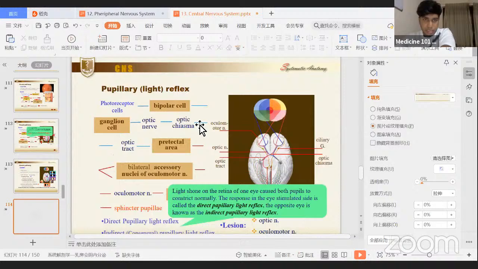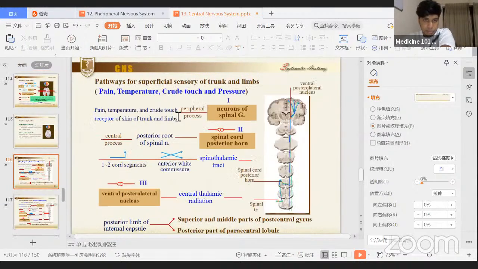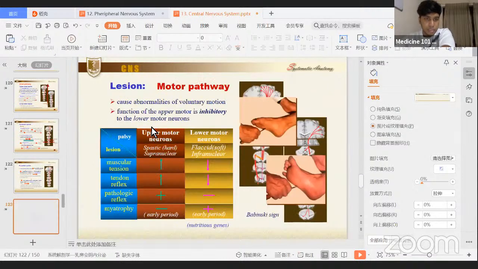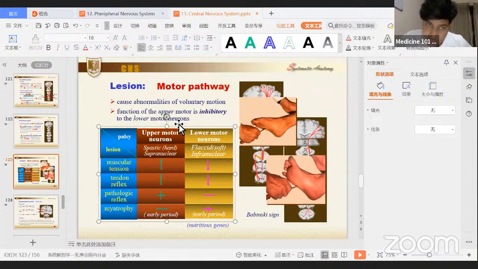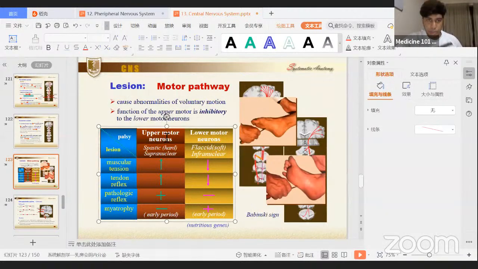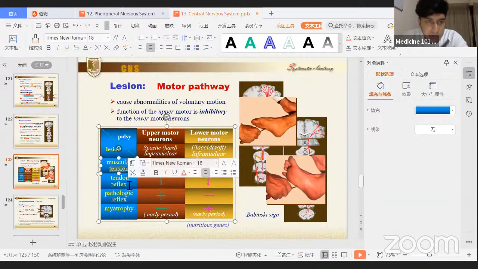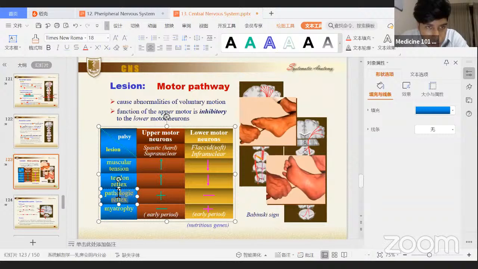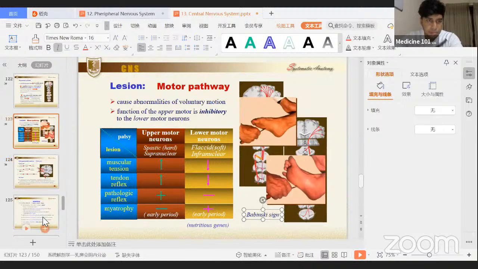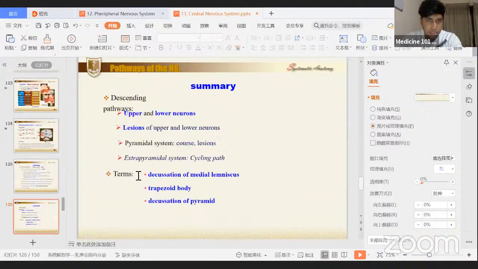Visual pathways, I did these. Pain, crude temperature, touch, I did these. You just have a little to add. Look at this, I cannot highlight how important this is. The upper motor neuron and the lower motor neuron. Everything goes up in the upper motor neuron. Everything goes down in the lower motor neuron. And this pathologic reflex is what you can see, the Babinski sign. They will directly ask it as Babinski sign.